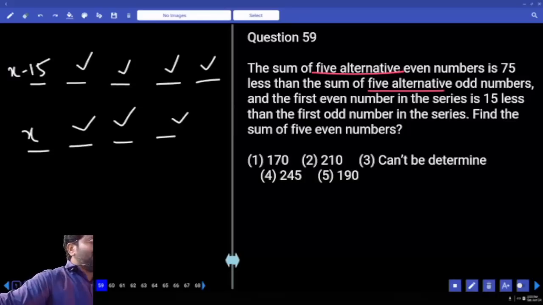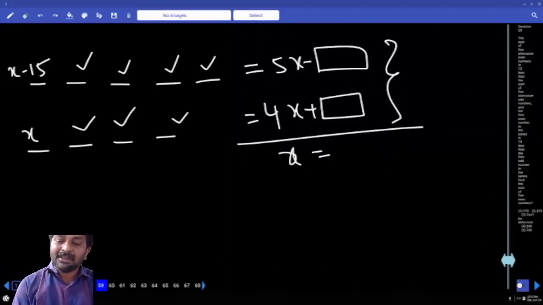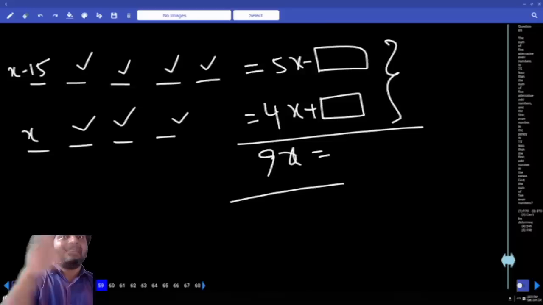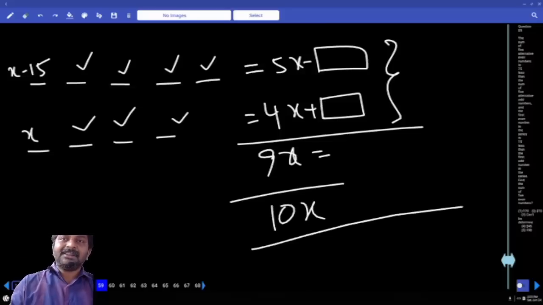Instead of the difference of numbers, if they give you the sum of numbers, then whatever you get, when you add, you get 9x. If there are equal numbers, you get 10x. 10x is equal to something and you can calculate the x value. Understood? In those two cases you can answer the question. Yes.